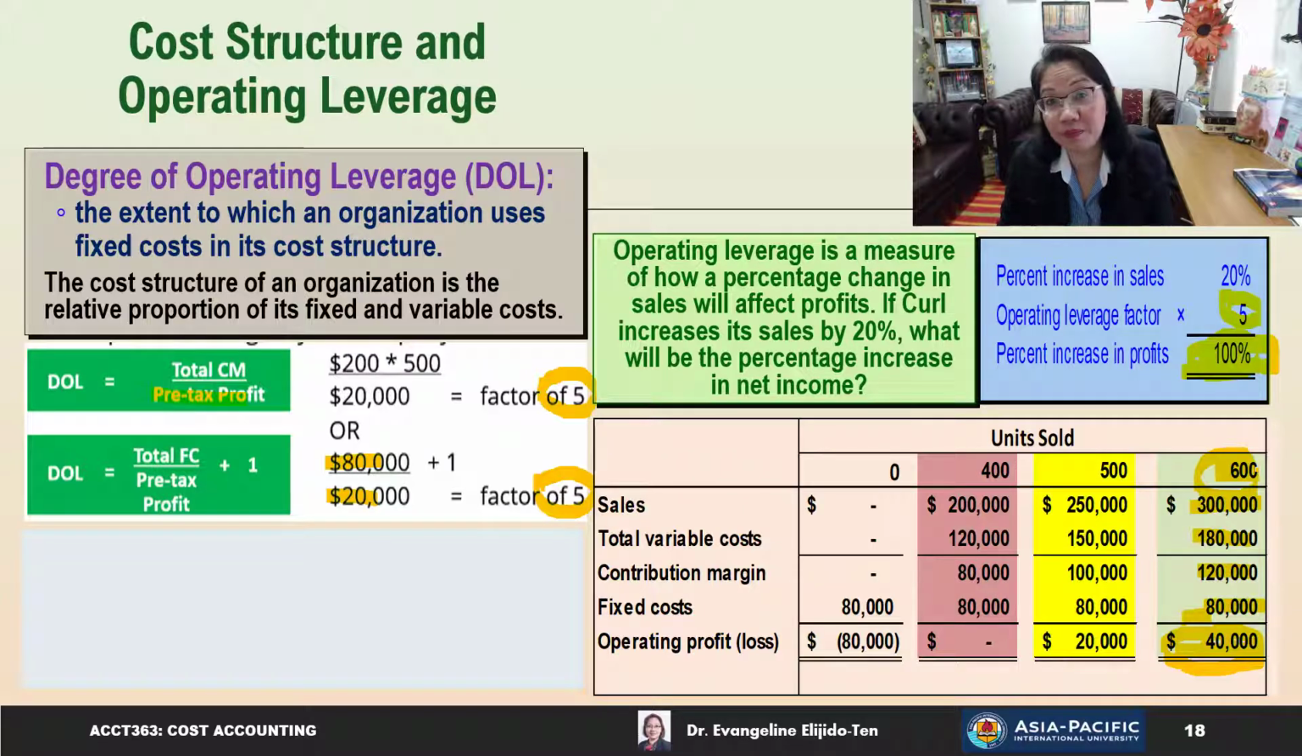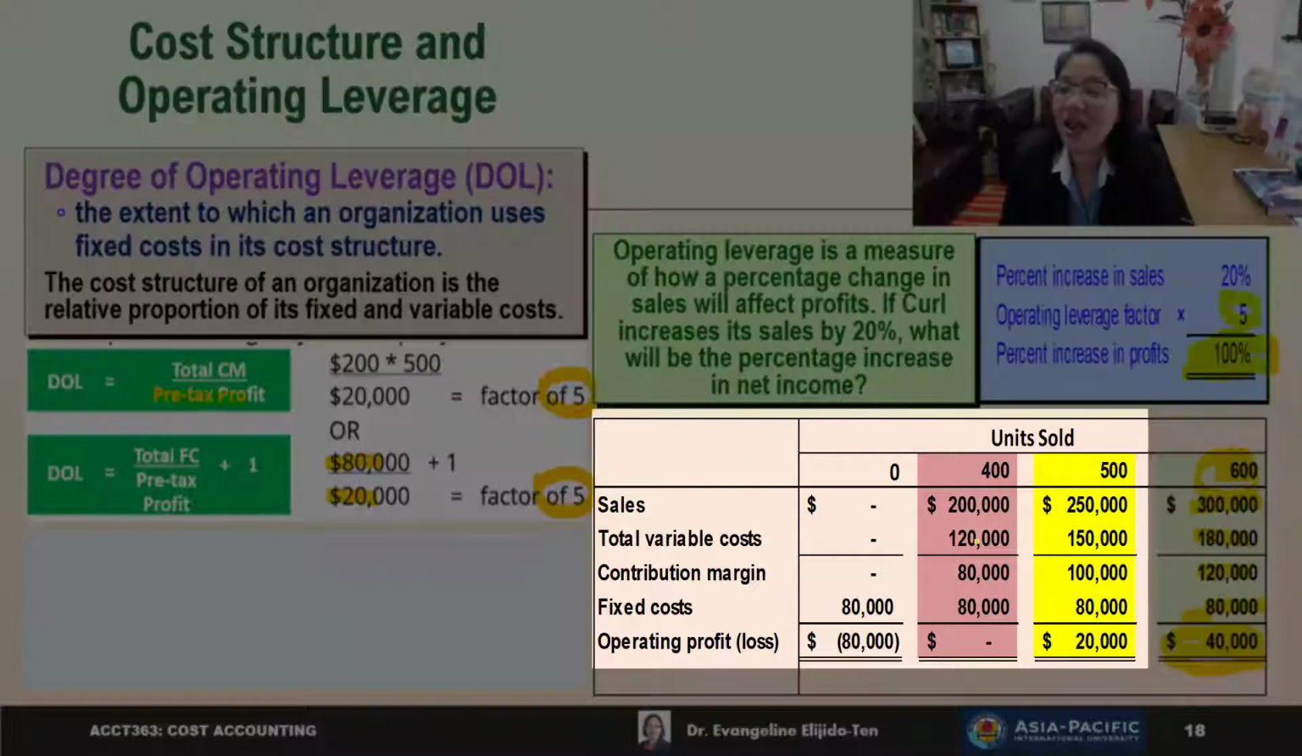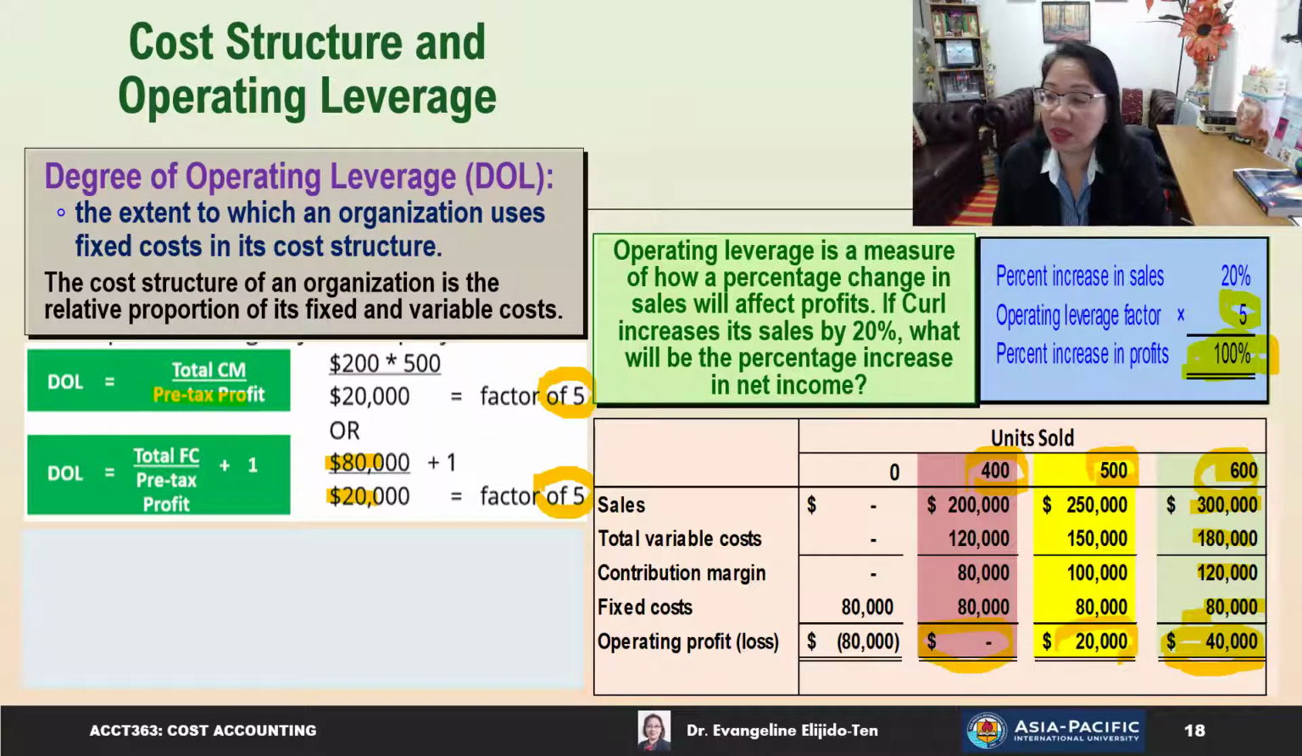So isn't that good? Well, you might say it's good, but it's a double-edged sword. If your sales decrease by 20%, by how much would your profit decrease? 20% times 5, it will decrease by 100% too, right? And you can see it from here. A 20% decrease in sales from 500 to 400 will give you a profit of 0. It's correct, isn't it? We used to have 20,000 profit. 100% of 20,000 is 20,000, and therefore our profit would be 20,000 less, and that's exactly what it is, 0.